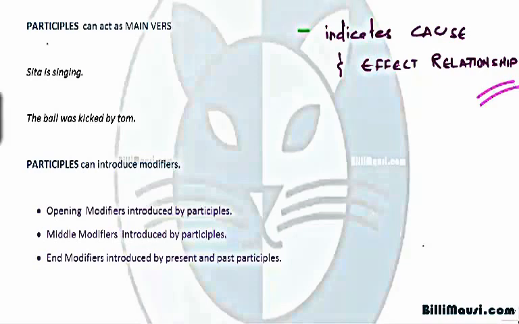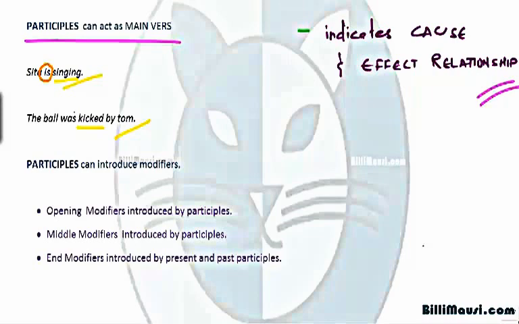So participles can act as main verbs. As you can see here, Sita is singing. The ball was kicked by Tom. Singing is the participle, kicked is the participle which is being assisted by the auxiliary verb is and was. This is not of much of our concern currently, so let's move on to the more important role of participles.